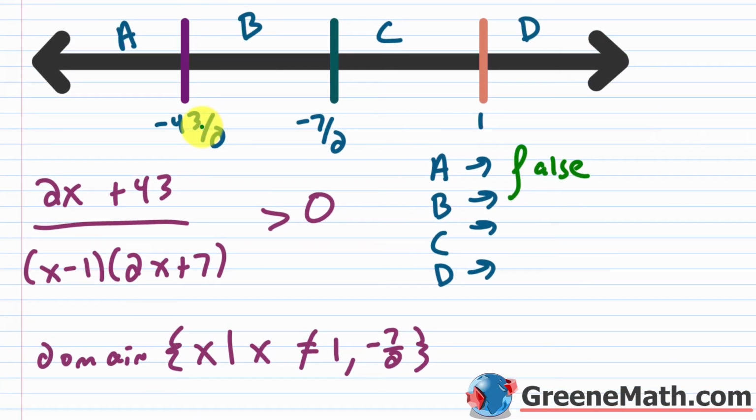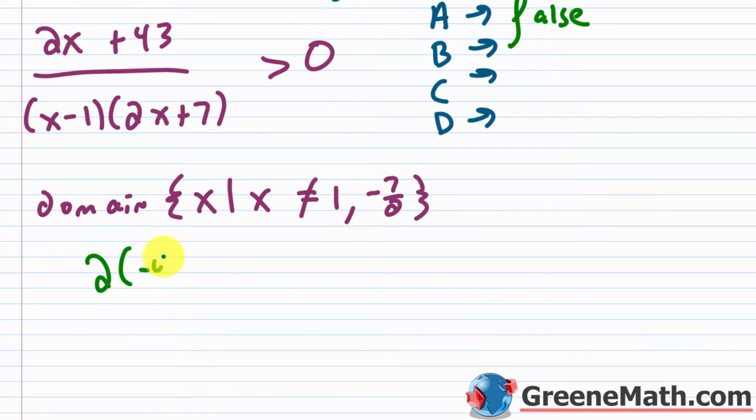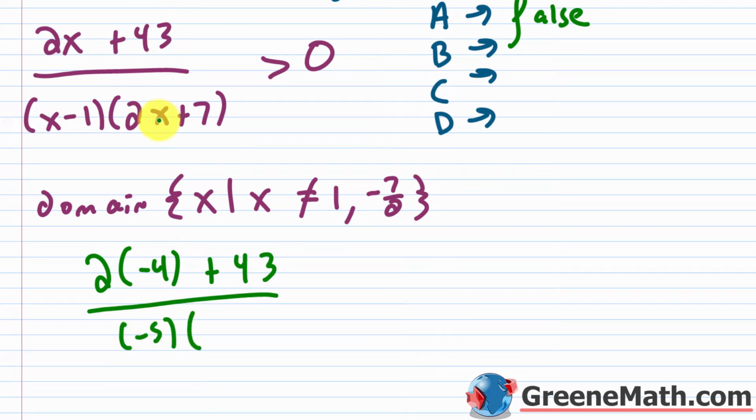Okay, so for B, you have between negative 43 over 2 and negative 7 halves. So I'm just going to pick negative 4. So you would have 2 times negative 4 plus 43, over negative 4 minus 1, which is negative 5. And then over here, 2 times negative 4 is negative 8, and then negative 8 plus 7 is going to be negative 1. So this up here is going to be a positive, right? I think we can see that. And down here, this is going to be a positive. So you'd have a positive over a positive, which is going to be a positive. So without going through and cranking this out, you can say this is true, right? A positive is greater than 0.